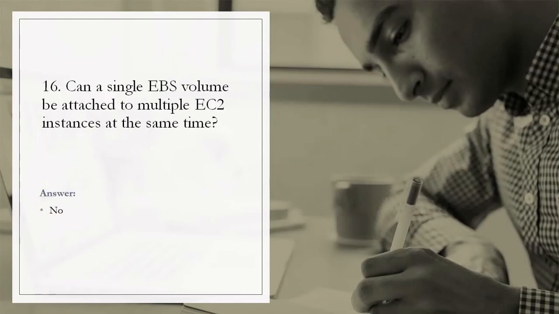Question number 16. Can a single EBS volume be attached to multiple EC2 instances at the same time? Answer is no, because we cannot attach an EBS volume to multiple EC2 instances. This is because it is equivalent to using a single hard drive with many computers at the same time.